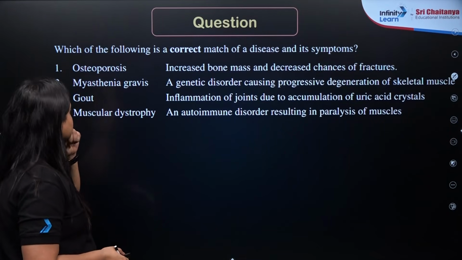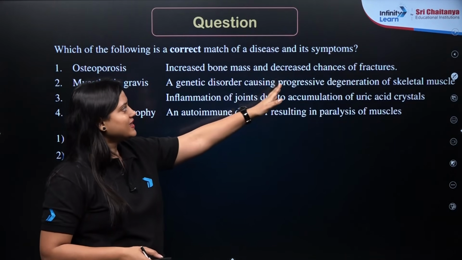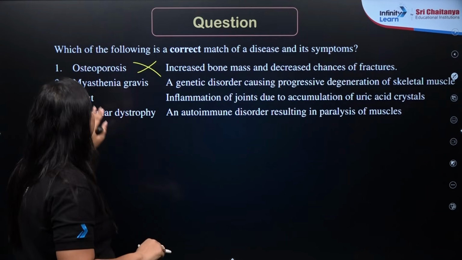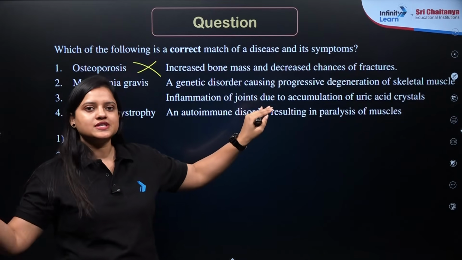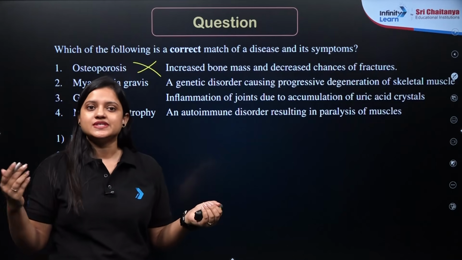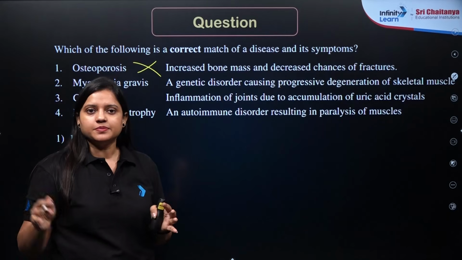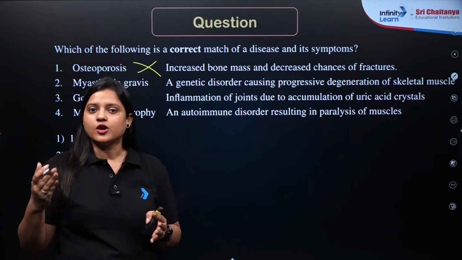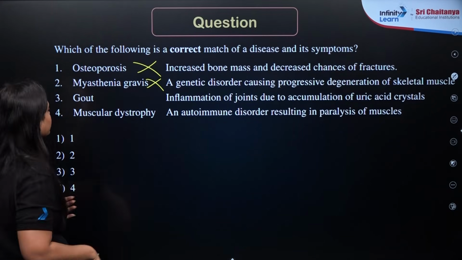Now osteoporosis, so we want here the correct match. Osteoporosis, is it increased bone mass and decreased chances of fracture? No, opposite. So this is not matched. Myasthenia gravis, is it a genetic disorder? No, it is autoimmune disorder. Our body's own immune system starts attacking the acetylcholine receptors which are present in the postsynaptic membrane, in the muscles. So acetylcholine cannot bind and muscles could not contract. So it is autoimmune disorder and not a genetic disorder.